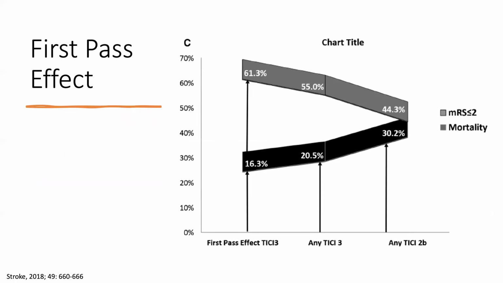This is another diagram taken from the same article in Stroke in 2018. You can see here, first pass effect at TICI 3 here. This is the first pass effect here in the gray, and this is the non-first pass effect. So you can see that here, 16.3% versus 61%, and then any TICI 3 was 55% versus 25%. And then here, the mortality, you can see that the mortality was higher here versus lower here. I'm sorry.